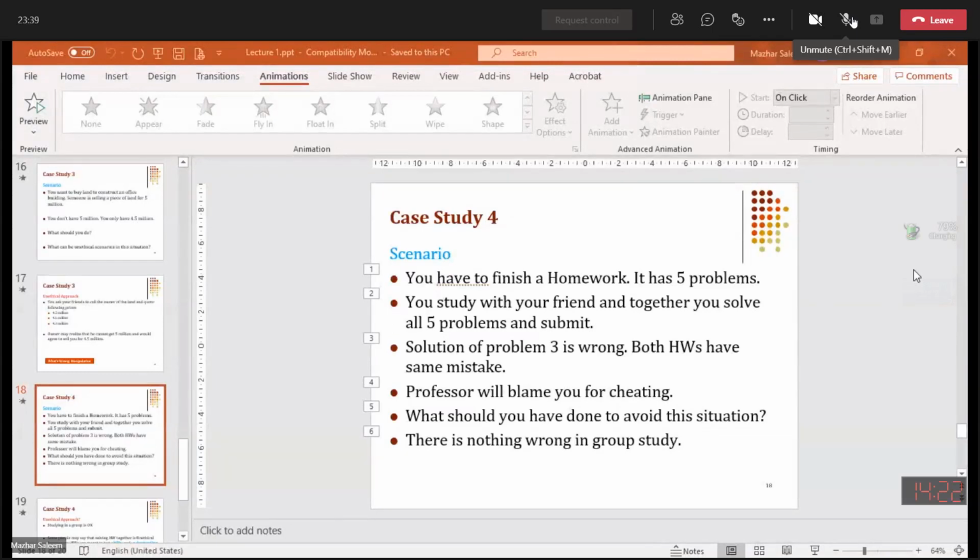You think this should be accepted, or has this thing happened to you guys anytime in your academic life, when you encountered such a situation that you were accused of cheating?